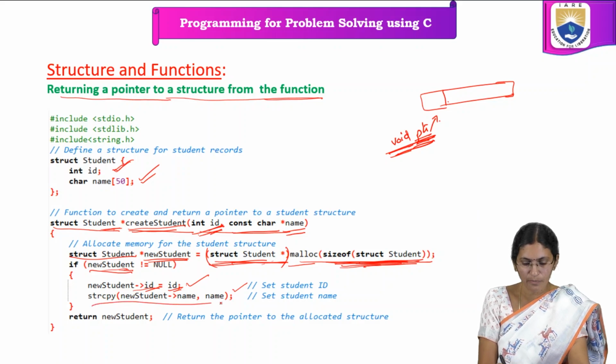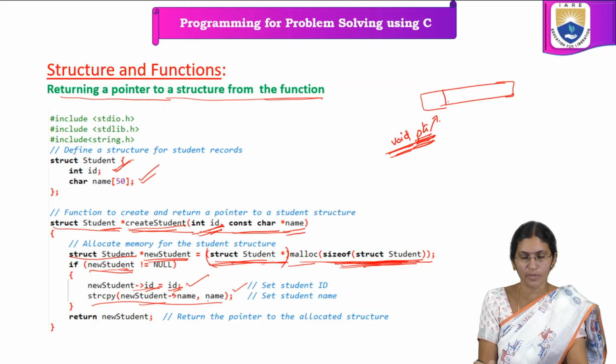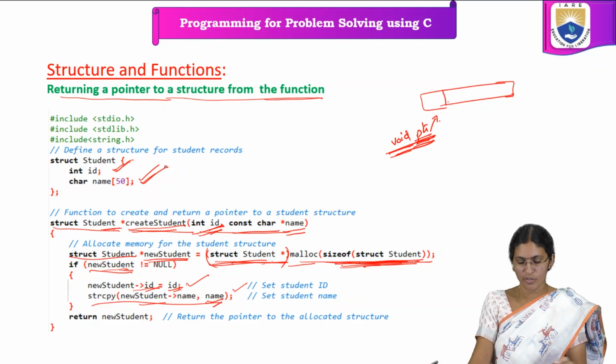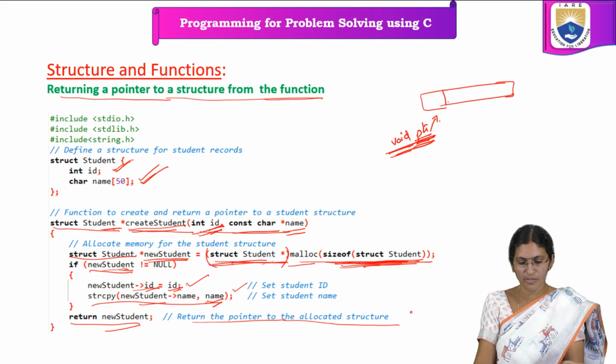And then with the help of this we can assign the name. We can assign the name to new student, to the second member of this structure. Then after that, we are returning the pointer variable. Here new student is a pointer variable, so we are returning this. So this is what returns the pointer to the allocated structure.